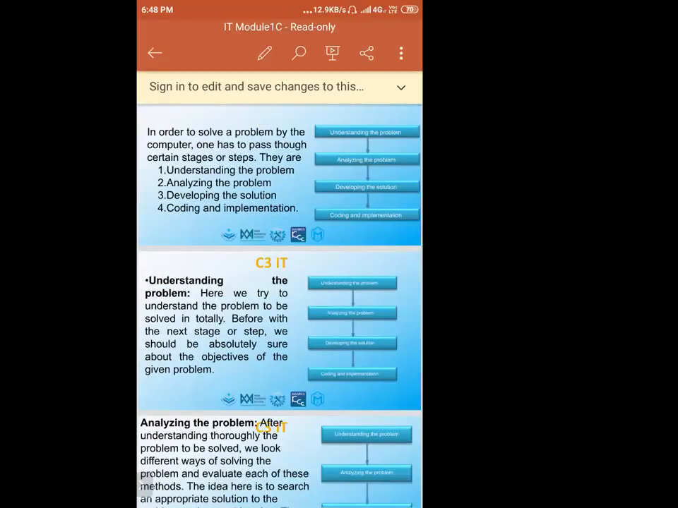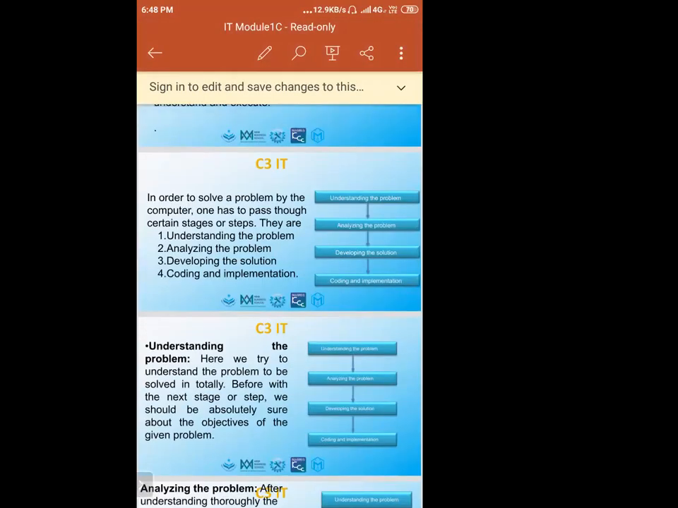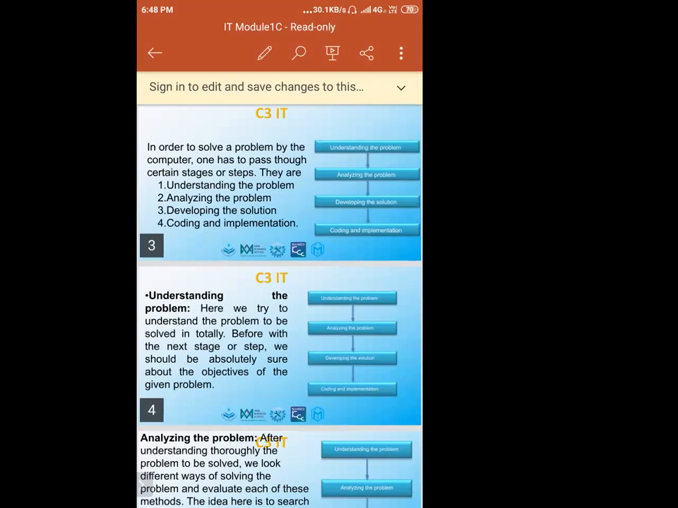Hello, students. Yes, sir. This is called which one? Coding and implementation. So now, could you understand me?